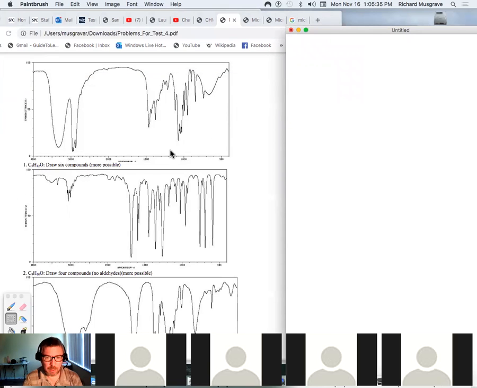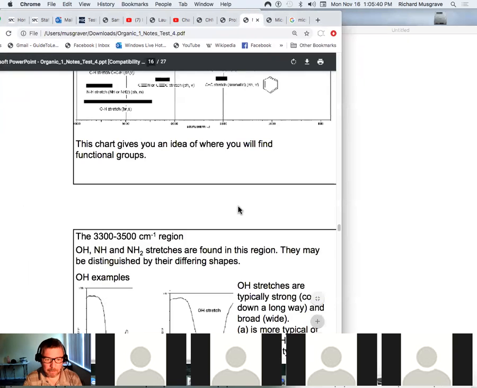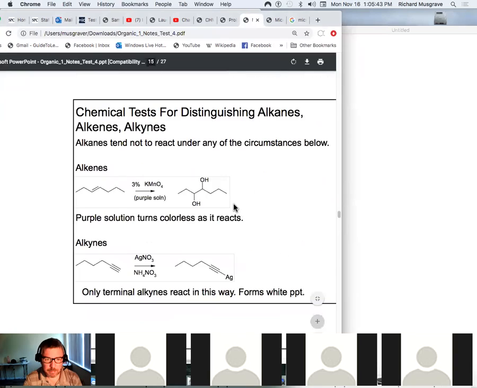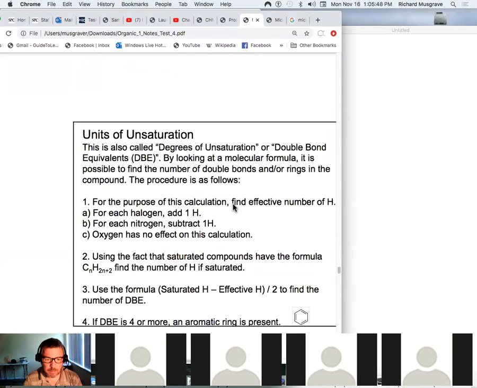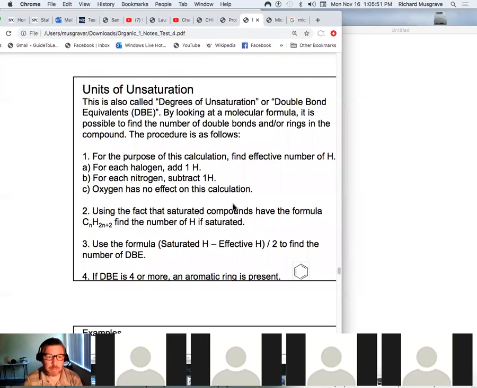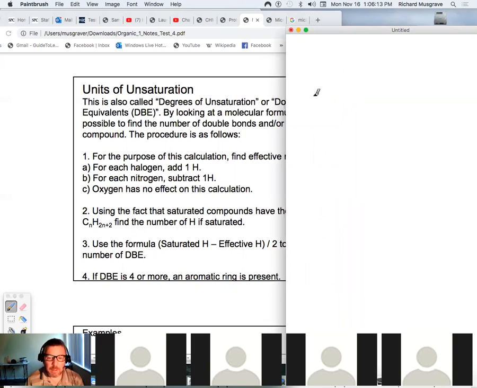Now, before I get to solving this, there's one other thing I want to go through, which I don't think I have yet. And that is units of unsaturation. What this will do is allow us to take a molecular formula and figure out how many double bonds or rings might be present. So let's go through that first, because that can be incredibly powerful in giving us some information.